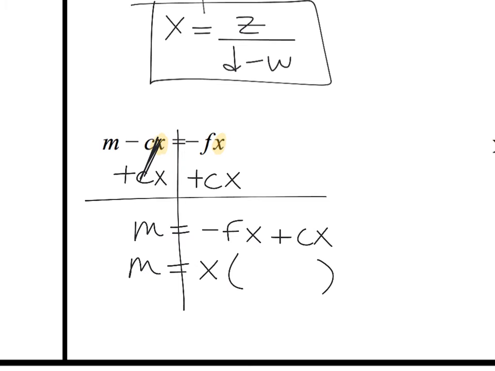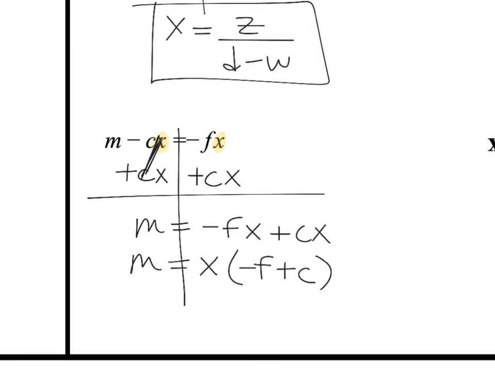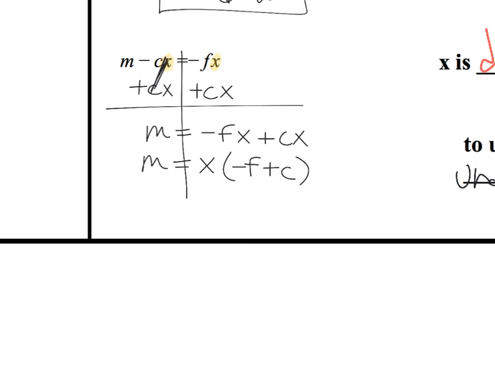Could someone raise your hand and tell me what goes in the parentheses? Jackson? F plus C, or negative. Negative f plus c. Now I didn't completely give you all the instructions for this one. We're trying to get x by itself. Anybody got an instinct of what we should do next to get it by itself? Lucas? Divide. Divide by what?